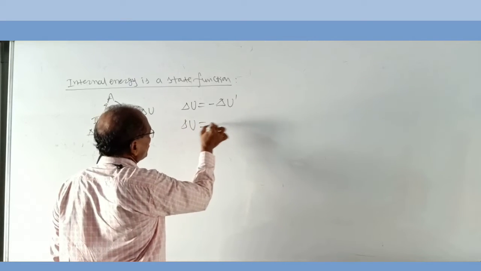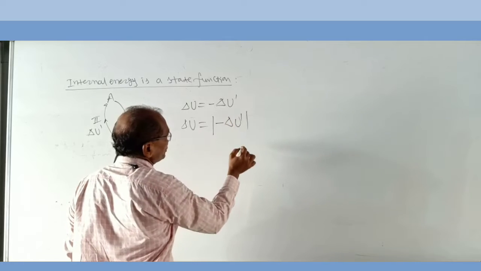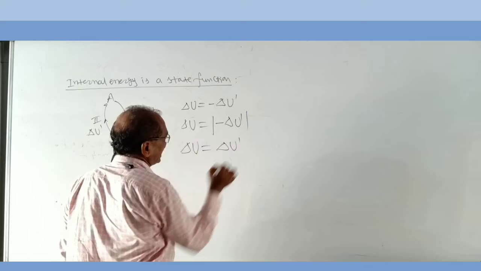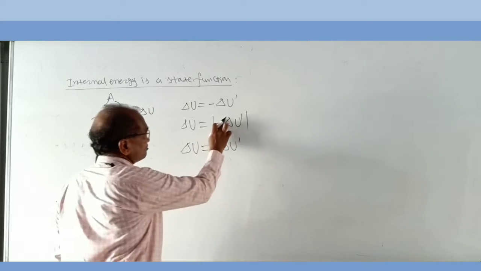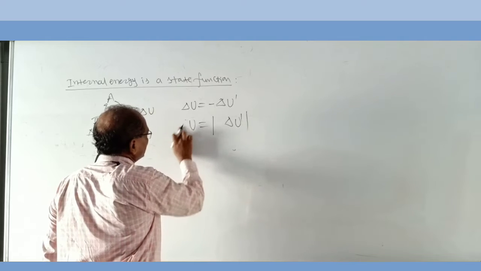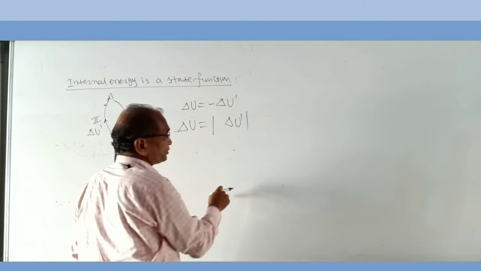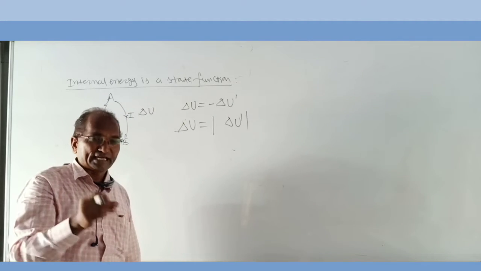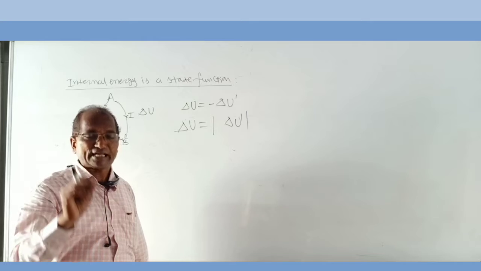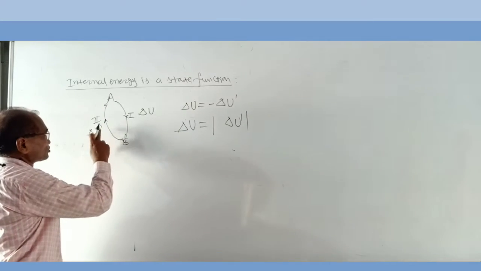Therefore, delta U is equal to the modulus of delta U dash. Therefore, delta U is equal to delta U dash. Modulus of delta U is equal to modulus of delta U dash. Means here energy is neither created nor destroyed. Total energy during both the states remains constant.